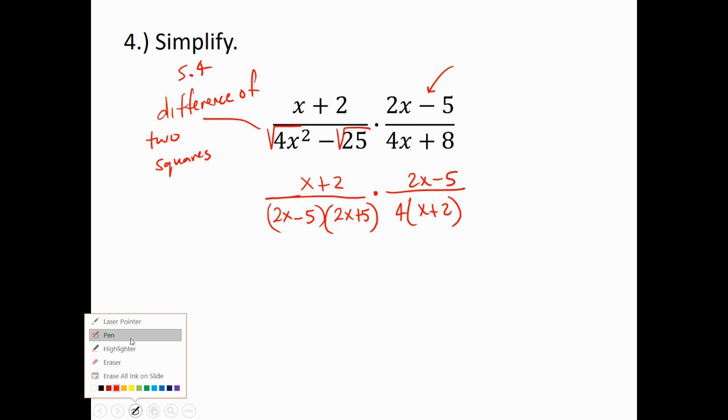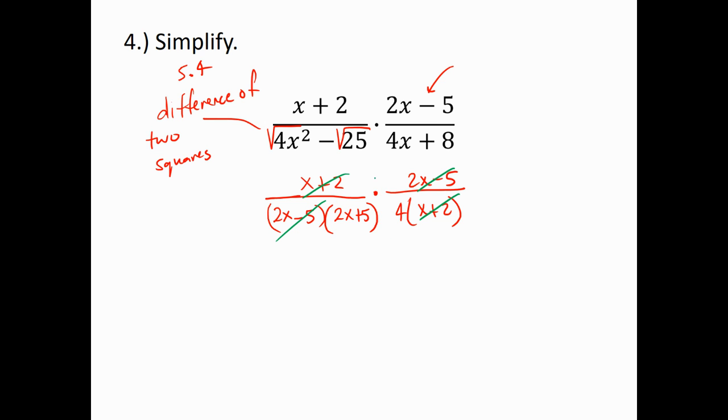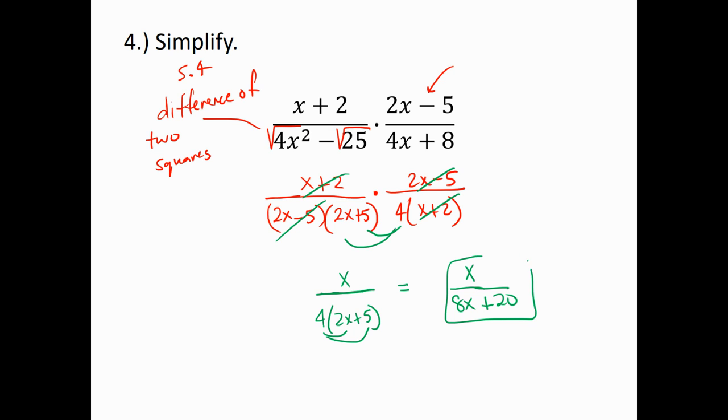Okay, so then we can cross cancel. Let me get a different color here. x plus 2 and x plus 2, and then cross cancel 2x minus 5, 2x minus 5. So all that's left is x over 4 times 2x plus 5. So I'm going to write it like that. The 4 doesn't matter if it's behind it or in front of it, but now I need to distribute the 4. So 4 times 2x is 8x, and 4 times 5 is 20. And now I'm done.